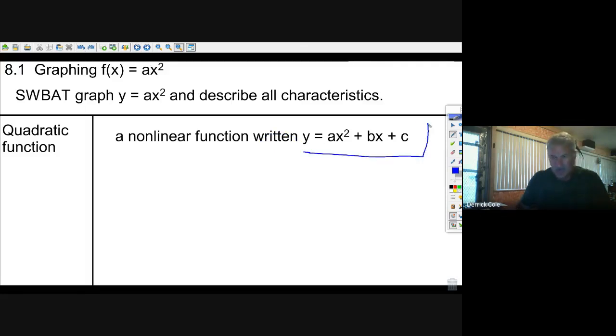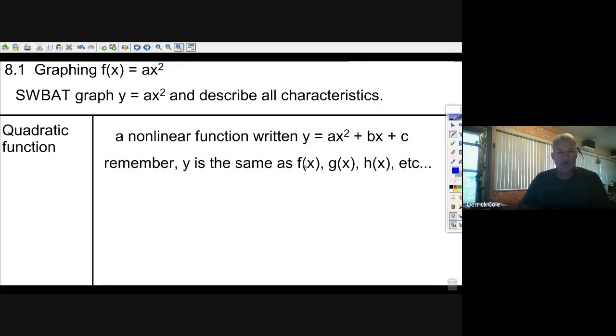Like this, only today we are only looking at this part of it, okay? So we're not going to worry about bx and c. We're worried about ax squared. Remember, y is the same as f of x, g of x, h of x. So if you see this written as f of x equals 5x squared, it means the same thing as y equals 5x squared, okay?